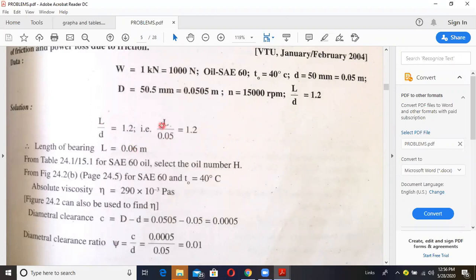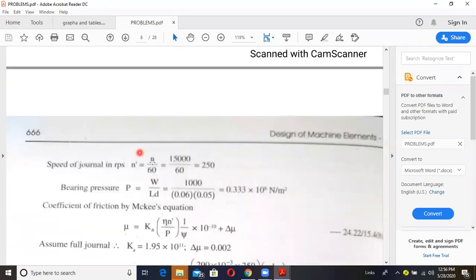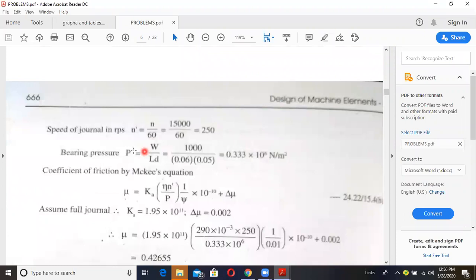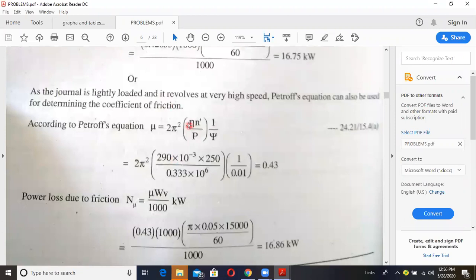Now we got L, we got neta, and we got psi. Then the only unknown is N dash. N dash we can calculate as N divided by 60. Then we can calculate P, W divided by L. Same procedure. Now if you see Petrov's equation, substitute neta, we got 290. Substitute N dash, substitute P, and substitute psi. We got mu is equal to 0.4.